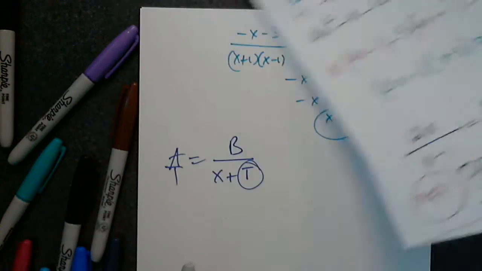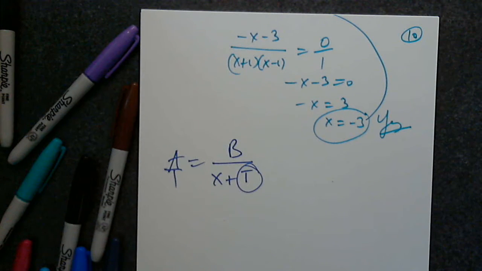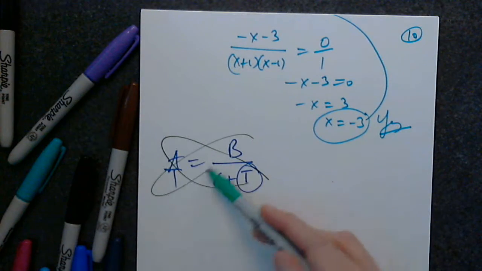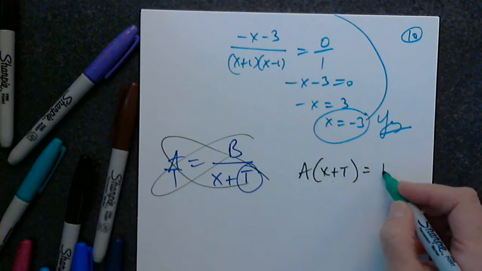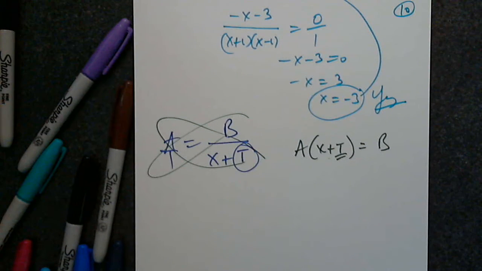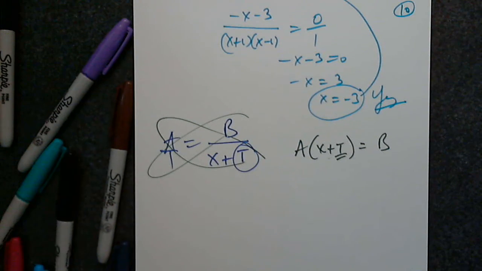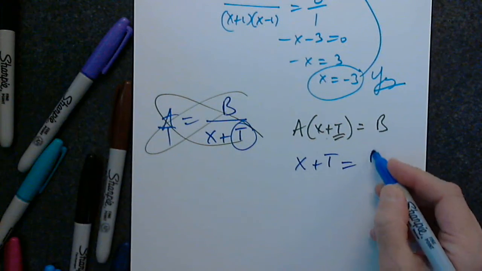Yes, Maureen? No, this is just A. There is nothing. That's why we have to change it into a proportion first. So A times x plus t equals B times 1. We are solving for t. What should I do next? Distribute. Yes. However, I prefer to divide. But yes, absolutely.